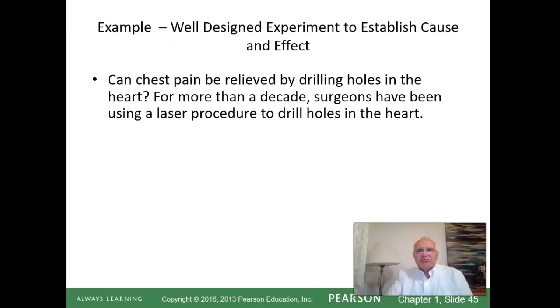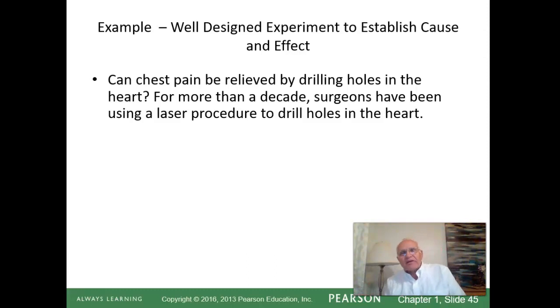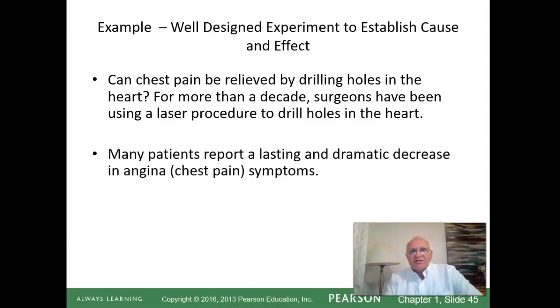I'm going to show you an example of a well-designed experiment that was designed to try to establish cause and effect. The hypothesis here was whether chest pain can be relieved by drilling holes in the heart. That sounds like kind of a funny thing. Well, these are very tiny holes that are drilled using a laser procedure. They're very small, and over time, some doctors who adopted this technique found that their patients had a lasting and dramatic decrease in their chest pain symptoms.